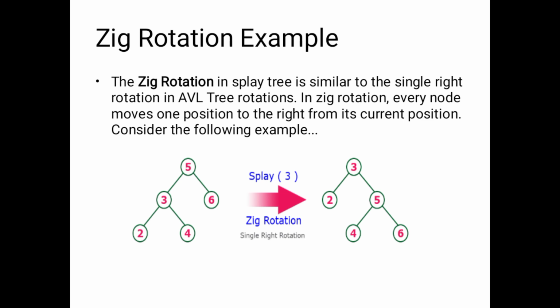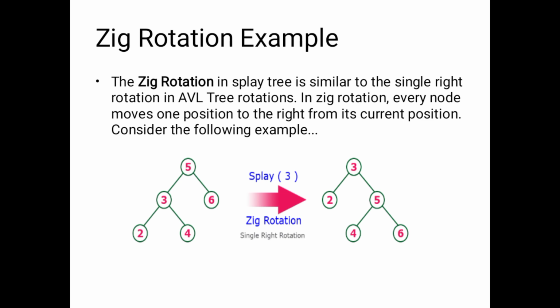Next we have to do the zig rotation example. We have to take the values. Zig rotation in a splay tree is similar to the single right rotation in AVL tree rotation. In zig rotation, every node moves one position to the right from its current position. Considering the following example, we have to see that one.